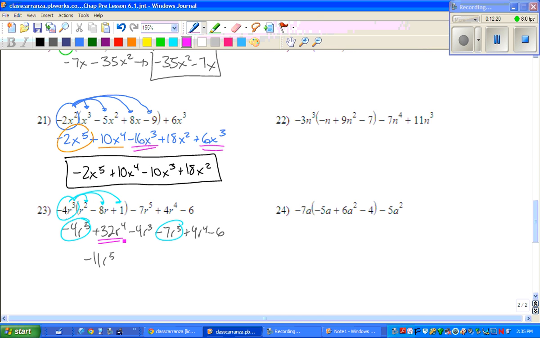Okay, fourth power, we got the 32. And the fourth, 32 plus 4 is 36. Now, nothing is the same with the third power, so I just write that down. And the same with the 6. And that's it.